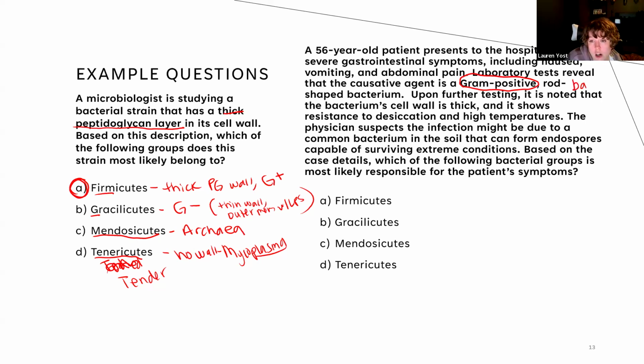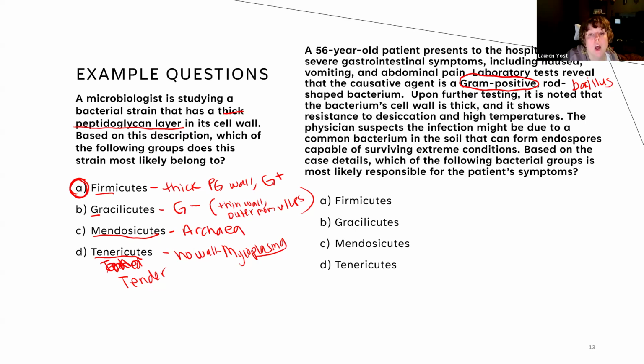Now, not all rod-shaped bacteria are named Bacillus. Those are different, all right? For example, Salmonella is a rod-shaped bacteria, but we don't call it Bacillus. If it's Bacillus in its name, then it is endospore forming.